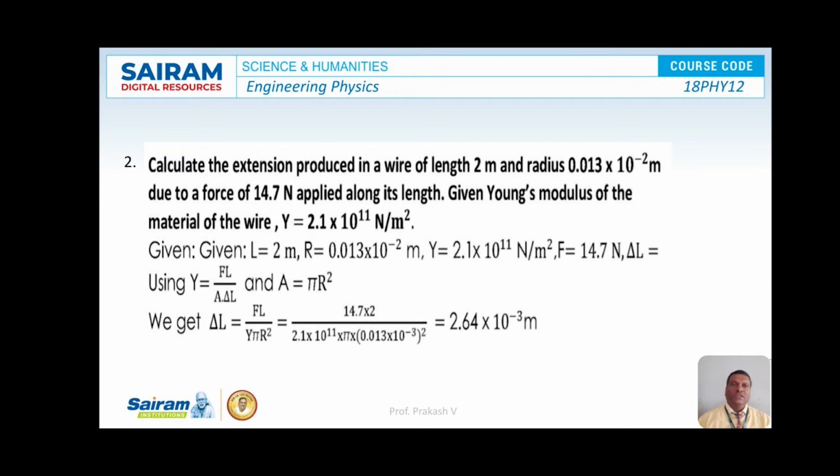So here the length of the wire L is equal to 2 meter, the radius is 0.013 into 10 to the power of minus 2 meter, and the Young's modulus of the material Y is equal to 2.1 into 10 to the power of 11 Newton per meter square, and the value of force is also given, that is F is equal to 14.7 Newton, and what is delta L? So how much extension is going to be produced if that much force is applied? So we know the formula Y is equal to FL by A delta L, and the area of cross section A is equal to pi r square.